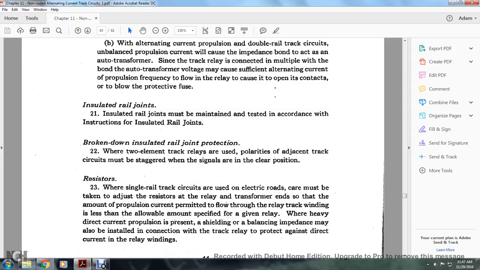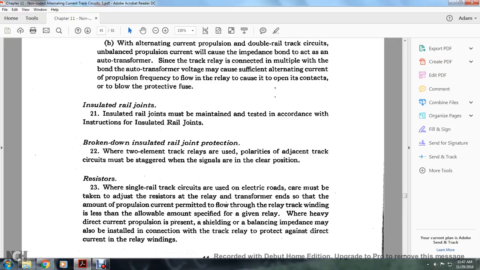Insulated rail joints. 21. Insulated rail joints must be maintained and tested in accordance with the instructions for insulated rail joints. 22. Broken down insulated rail joint protection when two-element track relays are used: polarities of the adjacent track circuits must be staggered within the signal to keep the clear position.